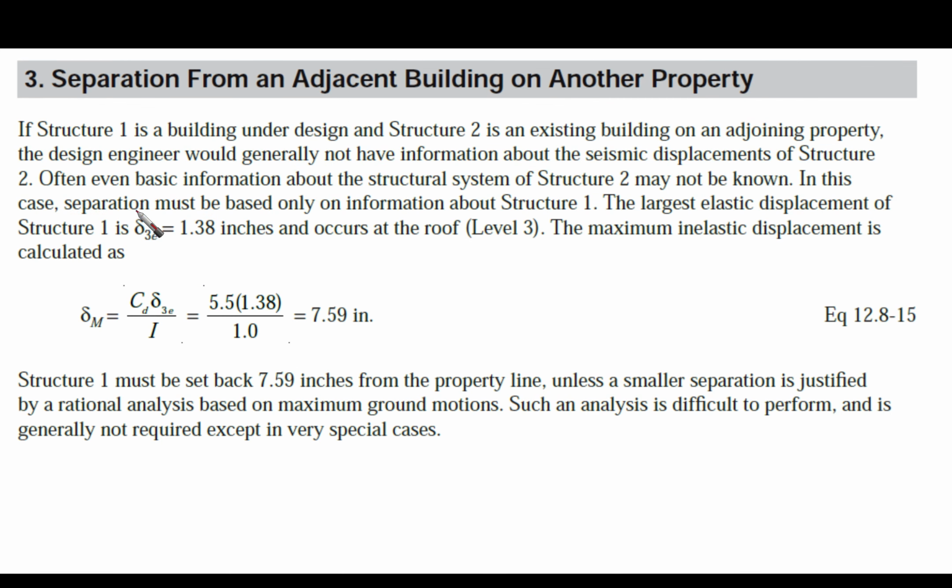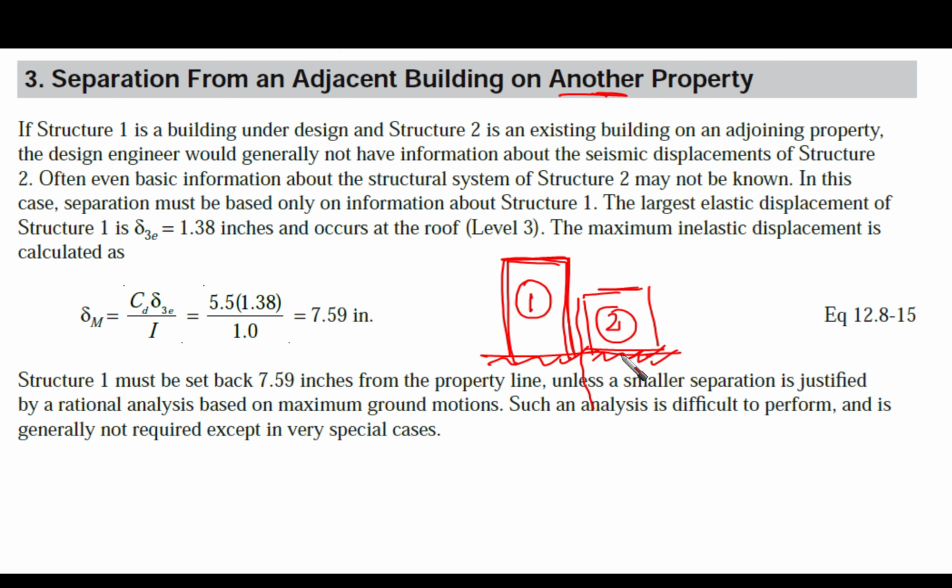And the third is the separation from an adjacent building on another property. Whenever we have a building and we have another building here, say structure 1 is a building under design, the taller one, and structure 2 is not under our design, it is on another property. We do not have any idea about it, so we do not know the system or how much the displacement is.